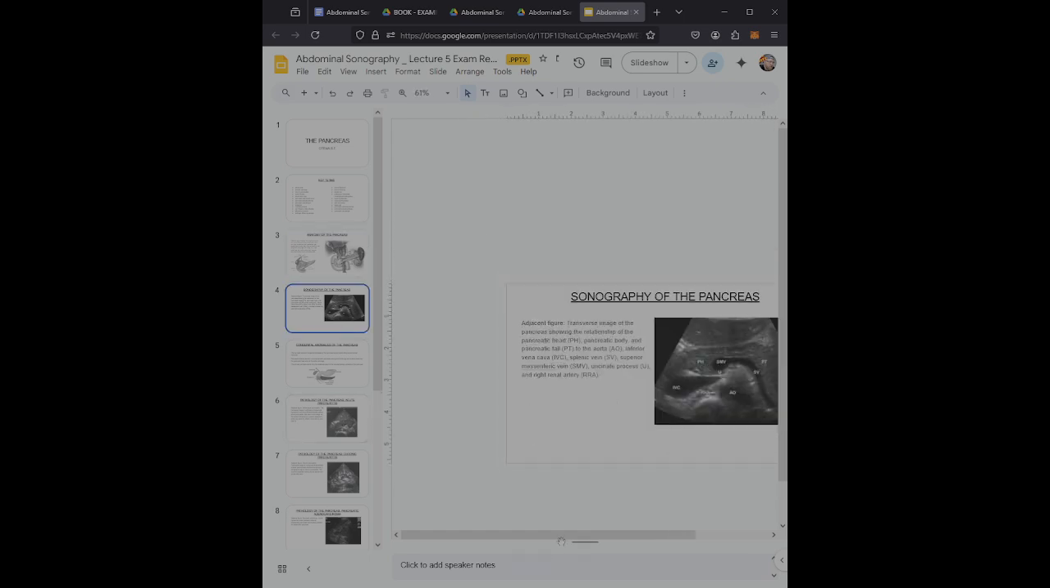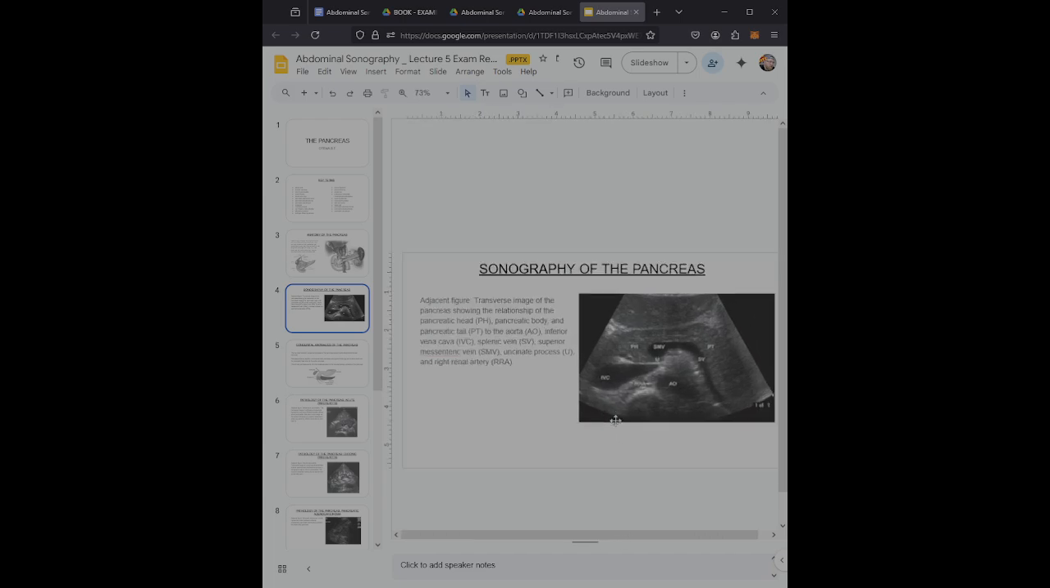So, sonography of the pancreas. Rarely is the pancreas imaged without including a complete right upper quadrant view. The pancreas is frequently neglected because of the challenge it presents for sonographers, but it can be found. Adjacent bowel gas and body habitus are two obstacles that are usually encountered.